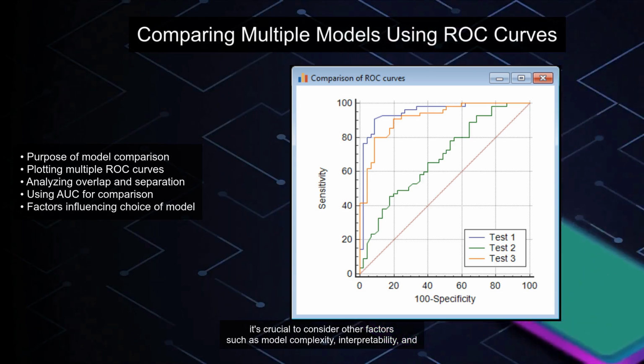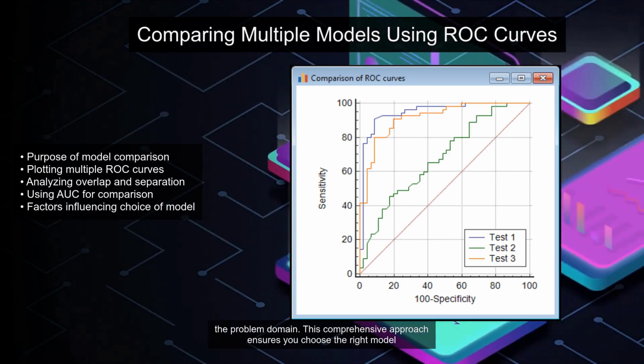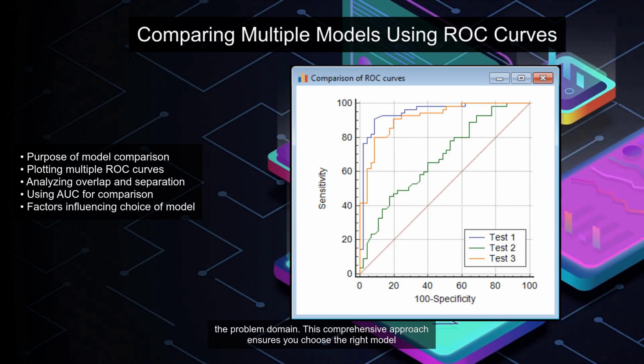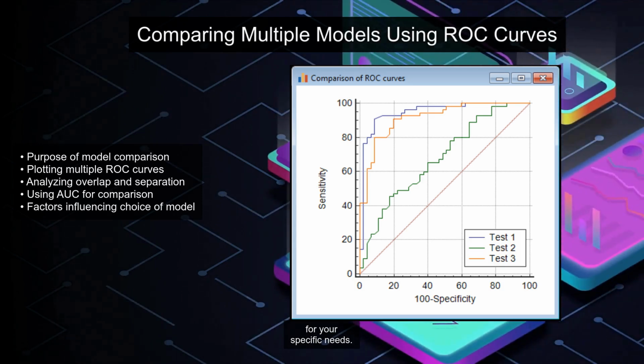While a higher AUC is preferred, it's crucial to consider other factors such as model complexity, interpretability, and the specific costs of false positives and negatives in the context of the problem domain. This comprehensive approach ensures you choose the right model for your specific needs.